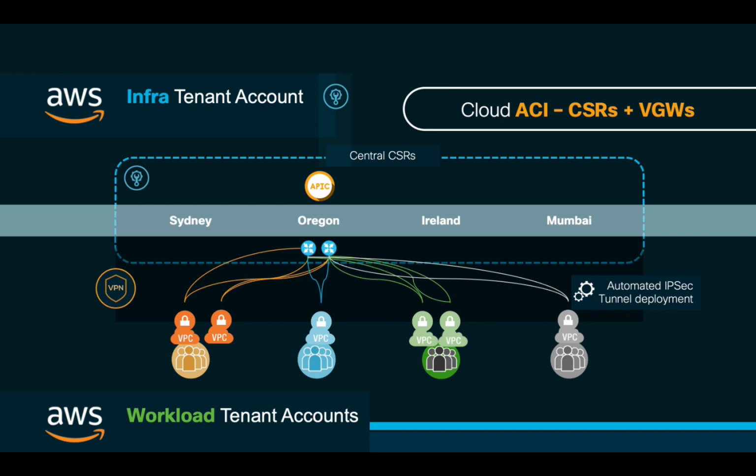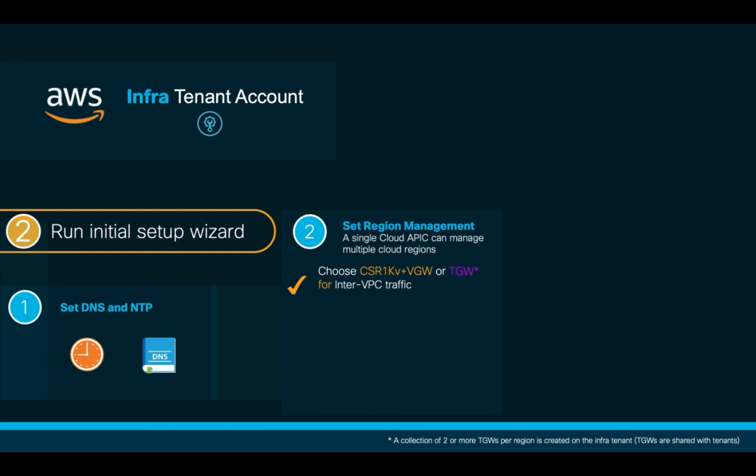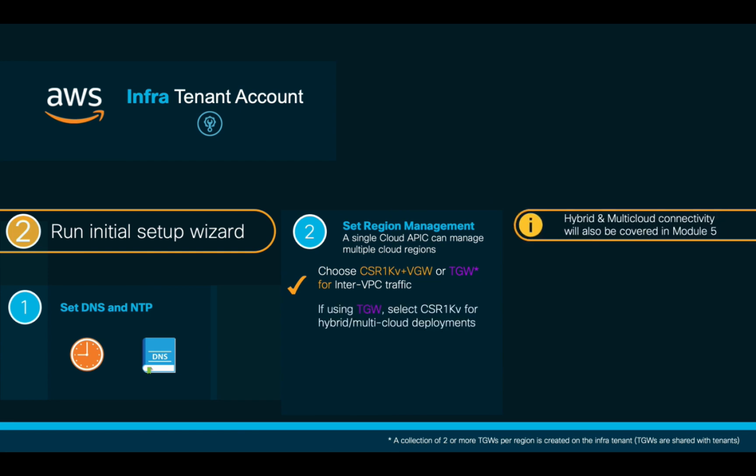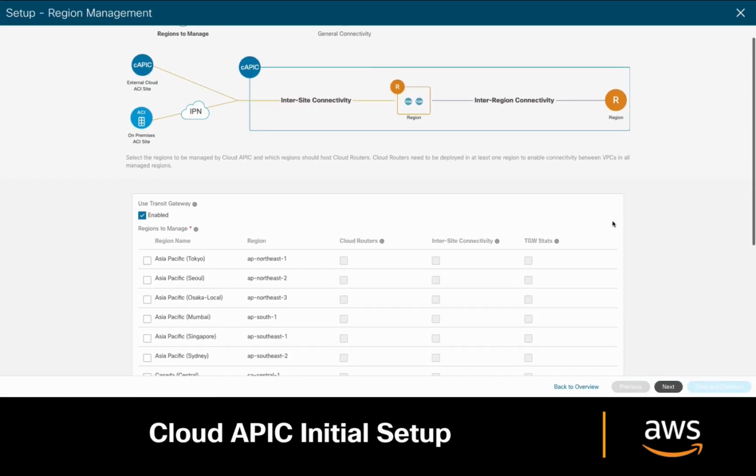If you decide to run CSR 1000Vs on one location only, and you have different tenants on different locations, keep in mind that inter-VPC traffic in a given region may have to travel all the way to the hub region. Therefore, although optional, it is recommended that you consider the deployment of additional CSR 1000V pairs, wherever needed, to optimize traffic forwarding. If you choose Transit Gateway, remember that you may also choose to deploy CSR 1000Vs for hybrid cloud and multi-cloud purposes. Let's go back to Cloud APIC and choose our options now that we know them.